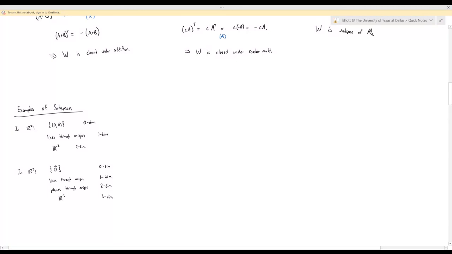So you can generalize this to Rn. The 1-dimensional subspaces would be lines through the origin. 2-dimensional subspaces would be planes through the origin. And then you can have k-dimensional planes, if you will, through the origin, which would be the k-dimensional subspaces, and so forth. If we look at the space of n by n matrices, Mn, here are some examples of subspaces.